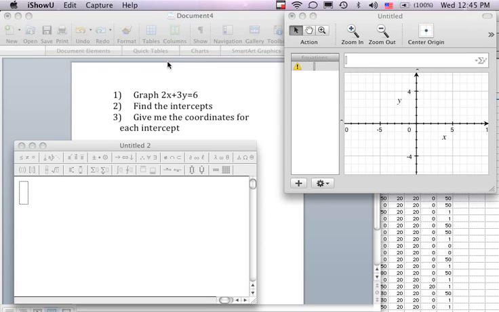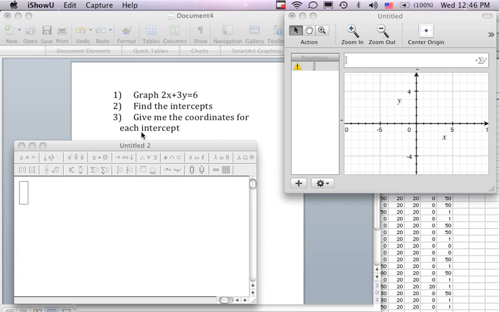Okay, students. Now, in regard to your essay question, a few of you had asked me for some help with that. And I can't give you the exact essay question, but I can give you something really similar to it. Your essay question is going to have three parts to it. The first part is going to ask you to graph a line. The second part is they're going to ask you to find the intercepts for both x and y. And the third part is they're going to ask for the coordinates for each intercept point.